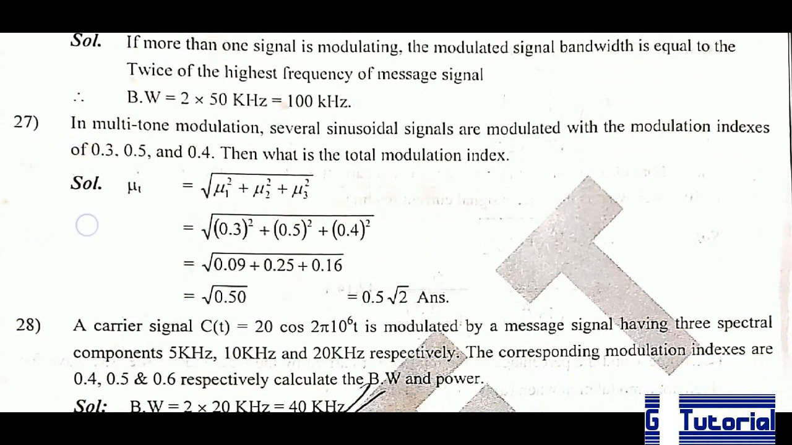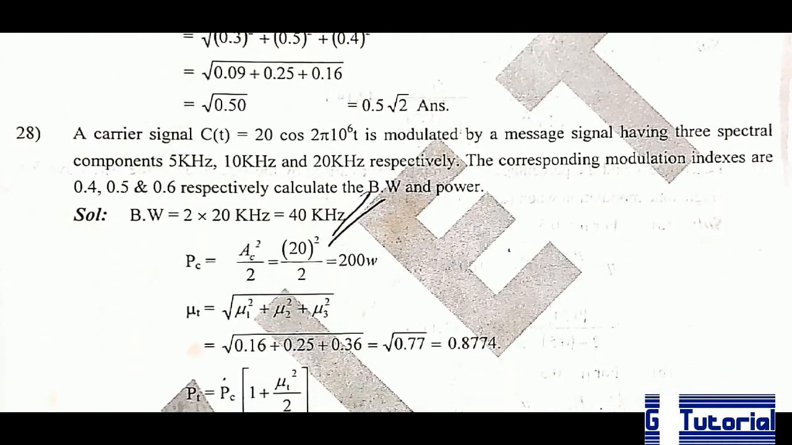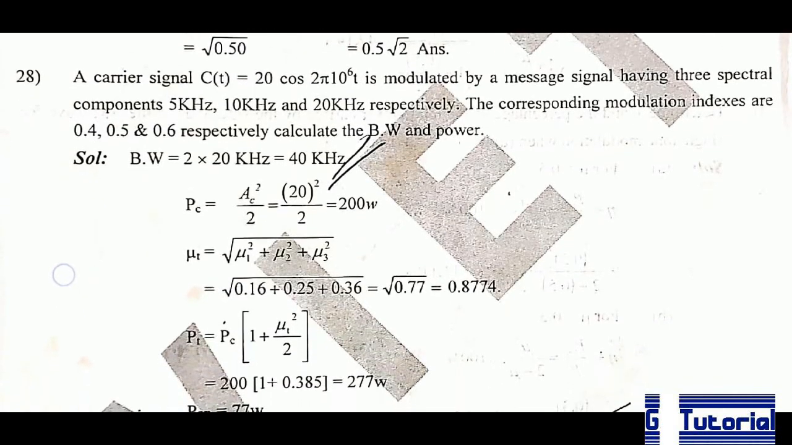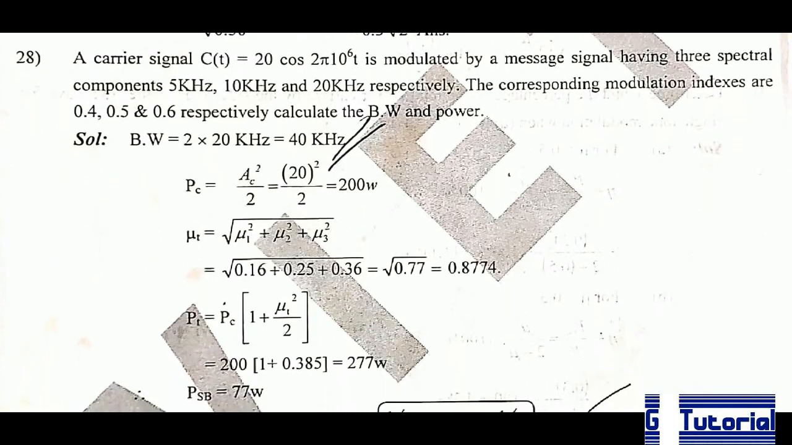Next question. A carrier signal c of t is equal to 20 into cos 2 pi 10 raised to 6 t, modulated by a message signal having 3 spectral components, 5 kHz, 10 kHz and 20 kHz. The corresponding modulation indices are 0.4, 0.5, 0.6 respectively. Calculate the bandwidth and power. Here we are given 3 frequencies, and the carrier signal, and also the modulation indices of the 3 frequencies, and we are asked to find the bandwidth and power.